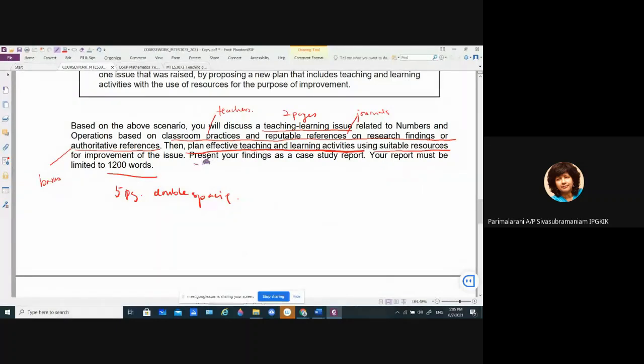The third part is you need to present your findings as a case study report. Since you're in school, once you have your activity and your resource, you give it to one student that you think has a problem. Ask the student to use your resource. You teach the student how to use it, then you collect some findings and just report what happened. Did it work or didn't it work?